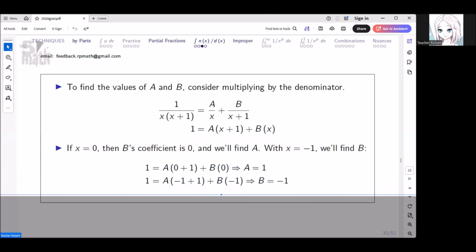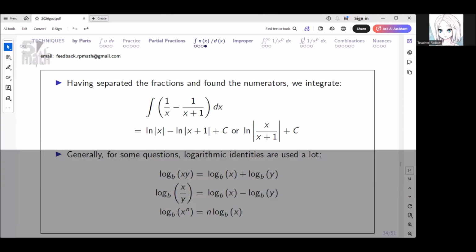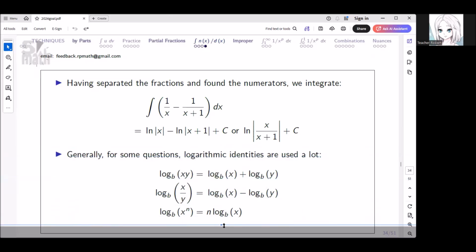If x equals 0, then b's coefficient is 0, and we'll find a. With x equals minus 1, we'll find b. Having separated the fractions and found the numerators, we integrate. Generally, for some questions, logarithmic identities are used a lot.